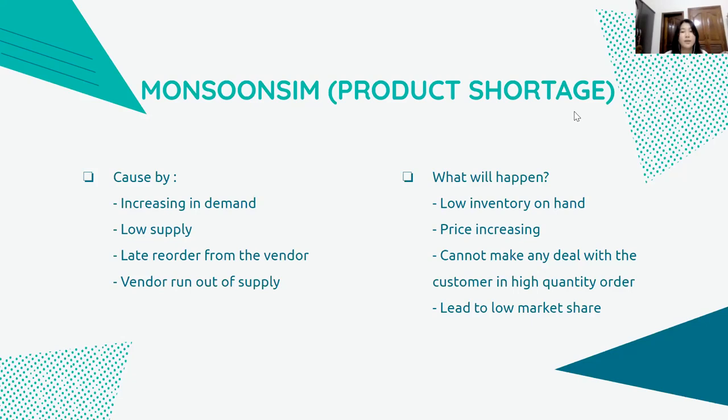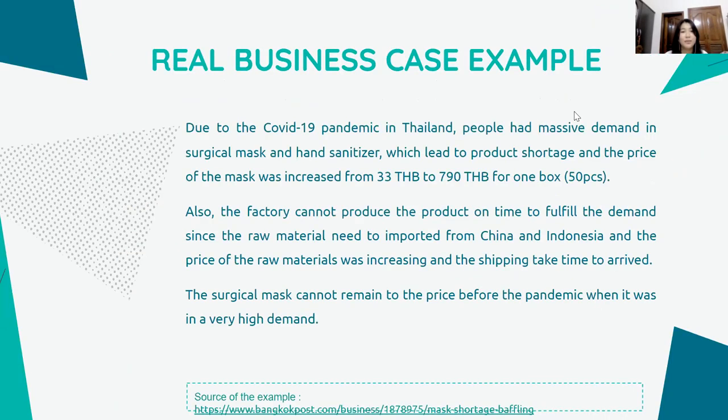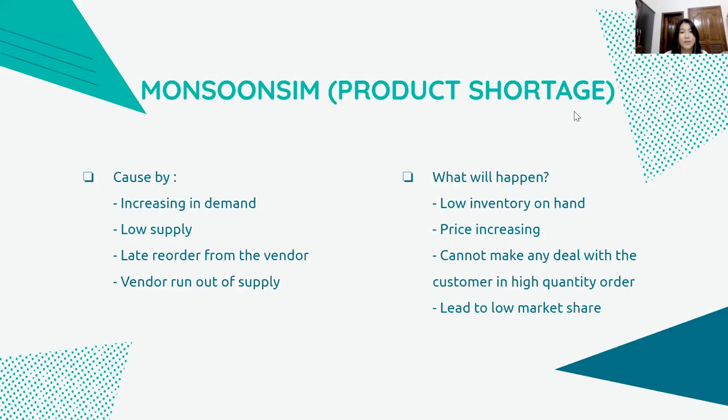The results that can happen because of product shortage will be low inventory on hand, because there is no more stock for selling, and price increasing. When the demand is increasing, the price also increases. And you cannot make any deal with the customer because you don't have enough stock. So dealing in a high quantity order won't happen, and it leads to low market share.